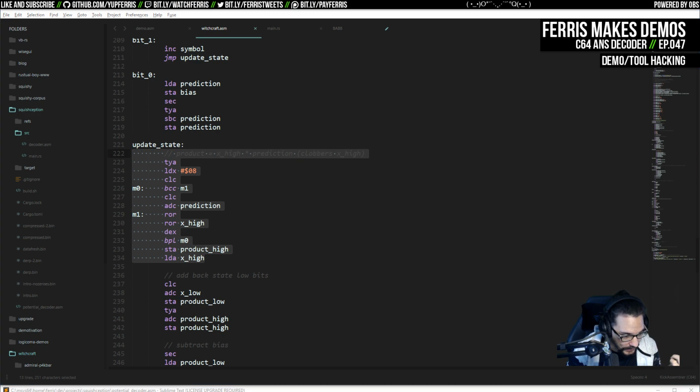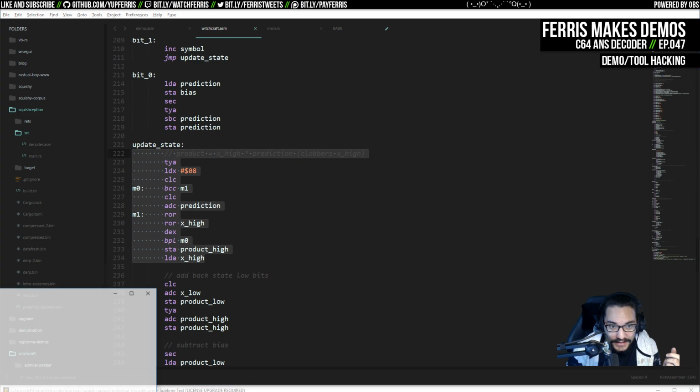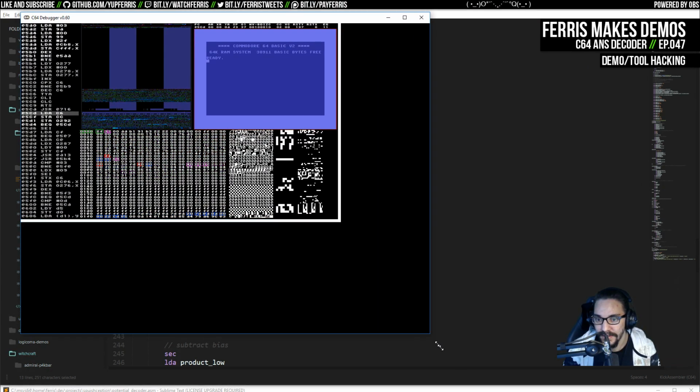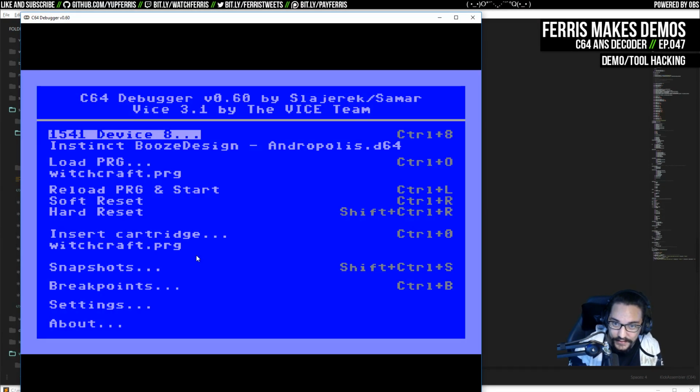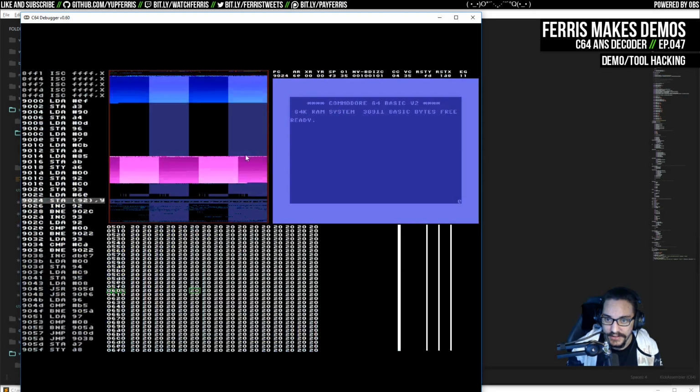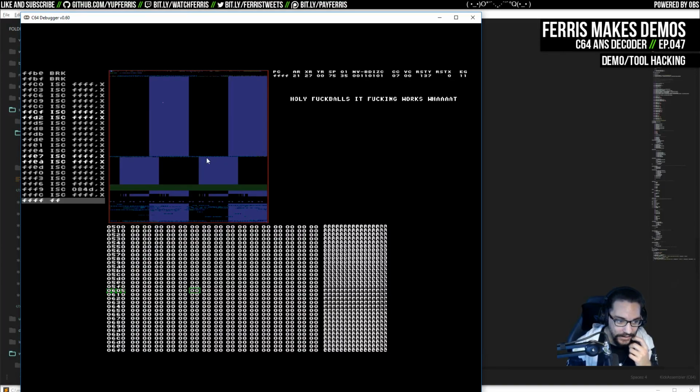But that'll be fine. Before I get too much more into this, though, I want to show you guys what this looks like when we run this in this debugger. Might be too fast to really see. But I'm just going to load this. It all happened really fast.